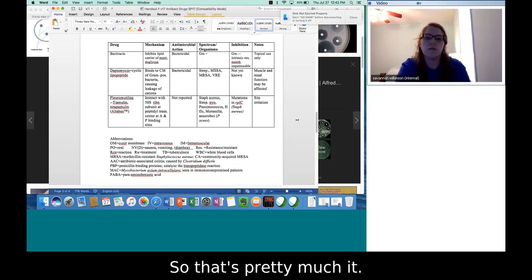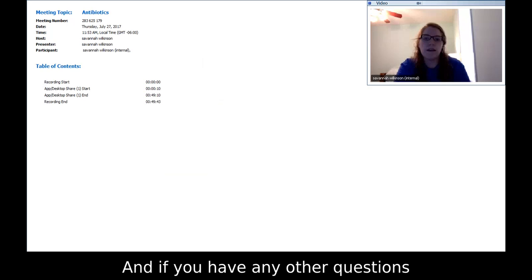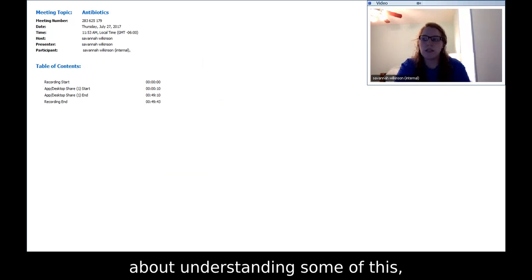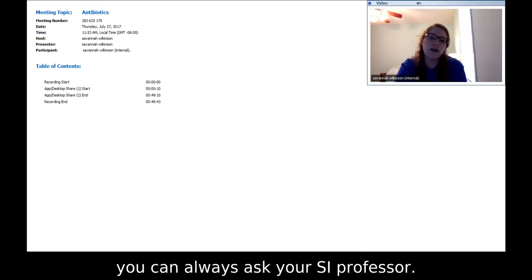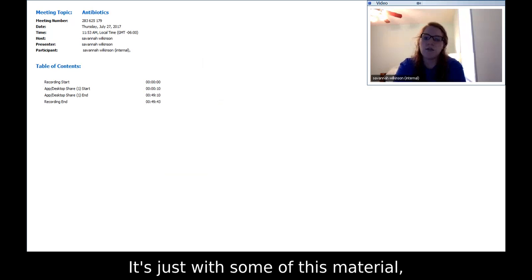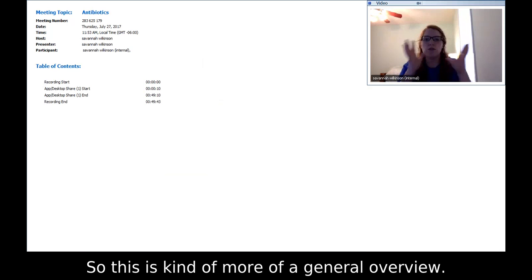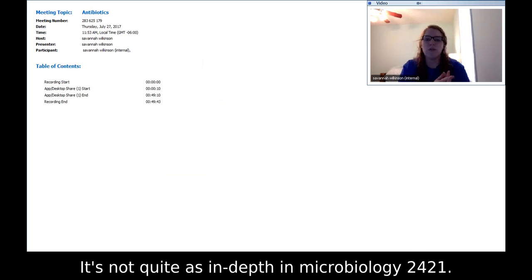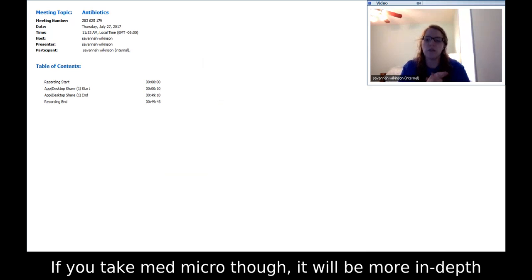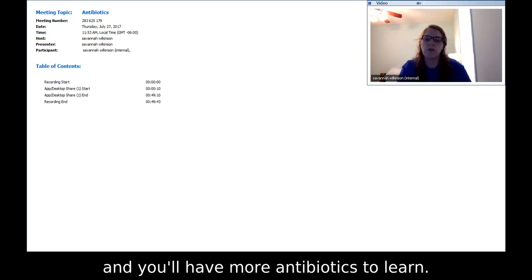So that's pretty much it. If you have any other questions about understanding some of this, you can always ask your SI or your professor. With some of this material, it depends on how much in depth your professor wants to go, because this is more of a general overview. It's not quite as in depth in microbiology 24-21. If you take med micro, it will be more in depth and you'll have more antibiotics to learn.